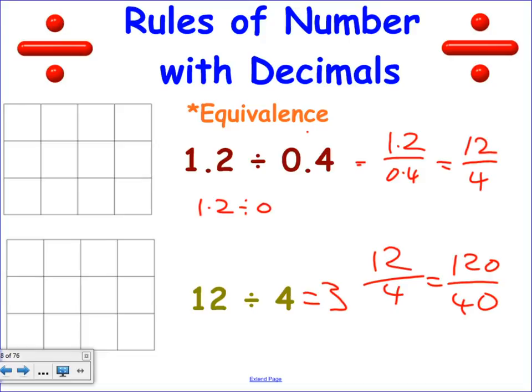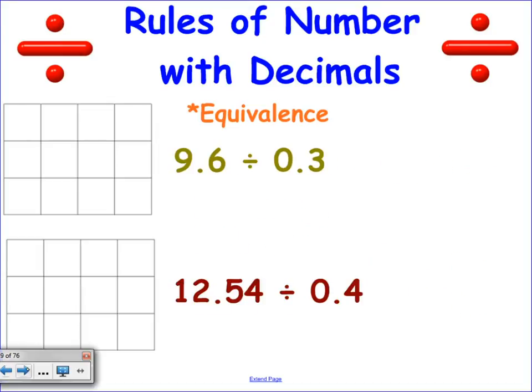1.2 divided by 0.4 is exactly the same. If I multiply that by 10, it becomes 4. If I multiply this by 10, it becomes 12. So 1.2 divided by 0.4 is exactly the same as 12 divided by 4, which we said gave us 3. And that relies on this equivalence thing we were talking about. Sometimes, so I'm going to show you these two again so we get the process, okay?